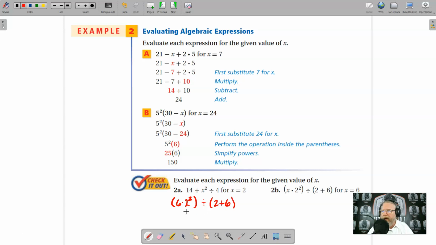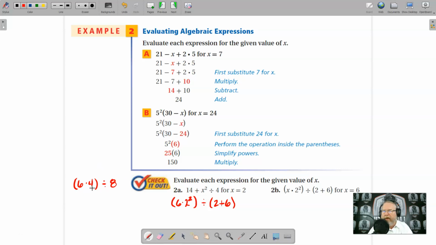So let's go ahead and deal with each of the parentheses first. Well, first I have to deal with this 2 squared right here. And 2 squared is going to be 4. So I have 6 times 4. Keep that divided there. And while we're at it, let's deal with this parenthesis here. 2 plus 6. Well, 2 plus 6 is going to be 8. Now, I need to slide this over here a little bit so I can continue working. So let's move that over here to where I have some more room to work.